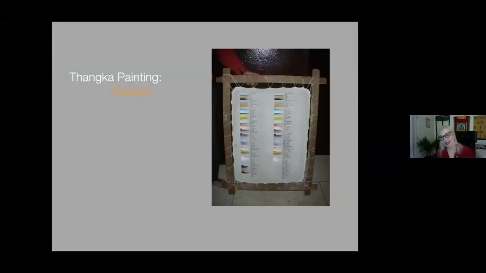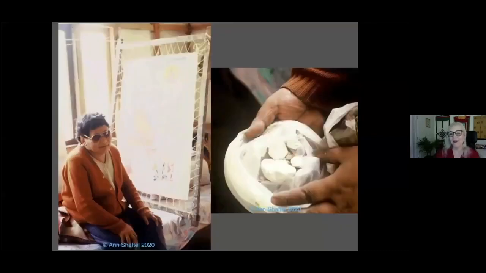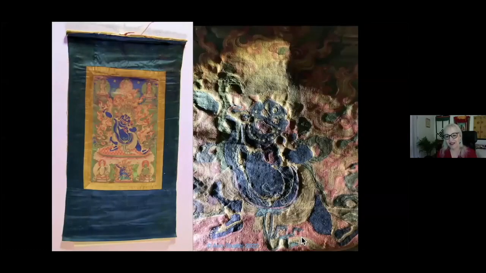People want to know questions about the colors. For a thangka painter, like this great master thangka painter I interviewed, his colors were his most precious possession. He had a family and children, but he treasured his colors. Let's talk about traditional colors. Traditional colors were earth pigments, and the color gradation was achieved by the gradation of the ground.